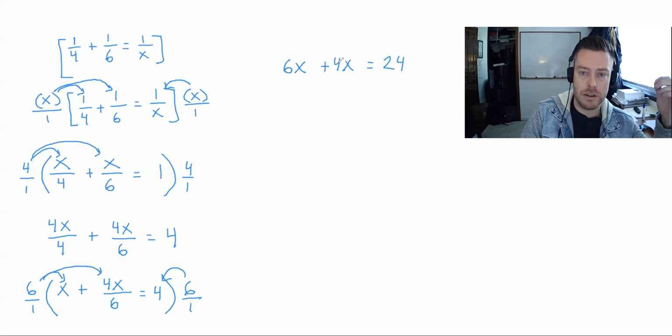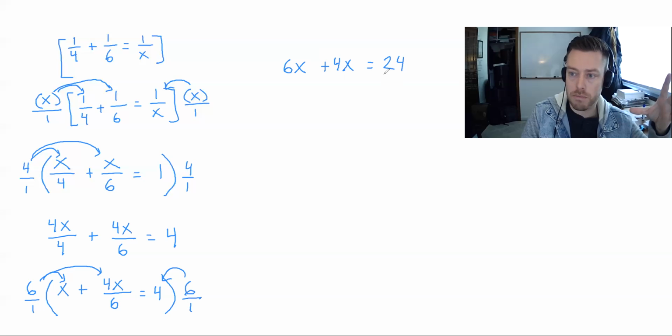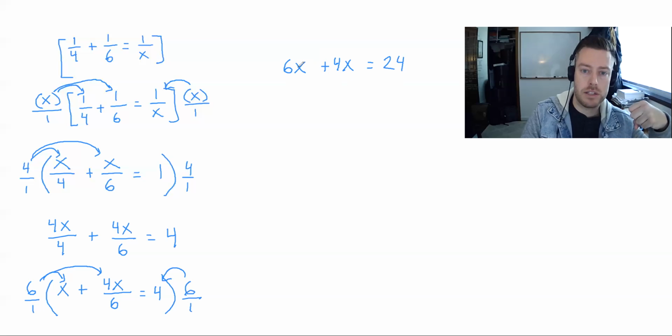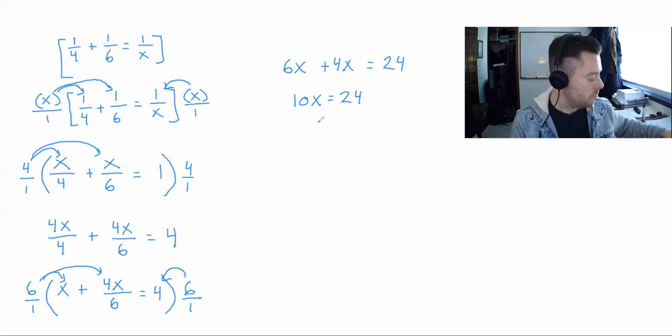Okay, almost done here. So what do we have now? We have 6x plus 4x is equal to 24. We aren't done because our problem said we need to solve for x. X is in terms of hours, right? So let's add these guys together and see if we can figure this out. So 6x plus 4x, 6 plus 4 is 10. Therefore, we have 10x is equal to 24.